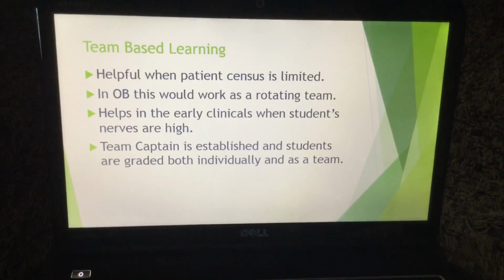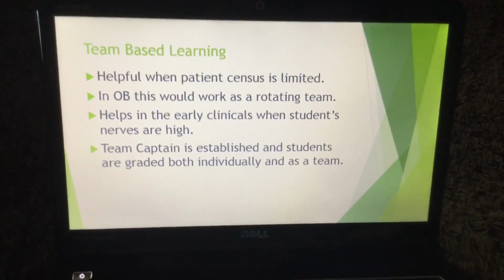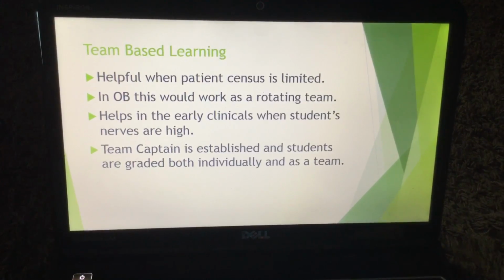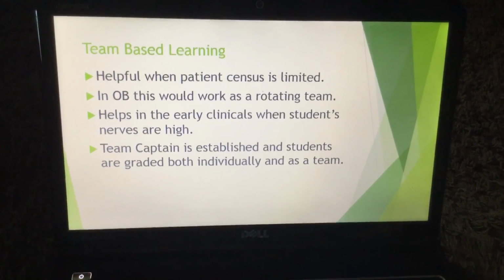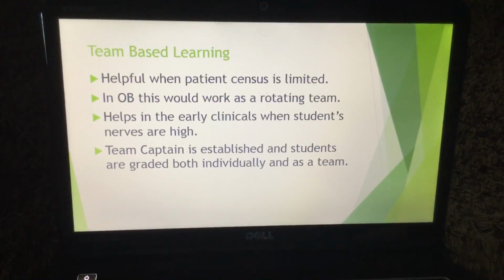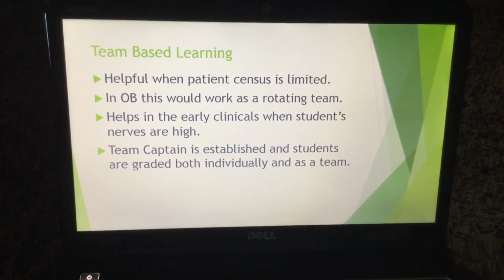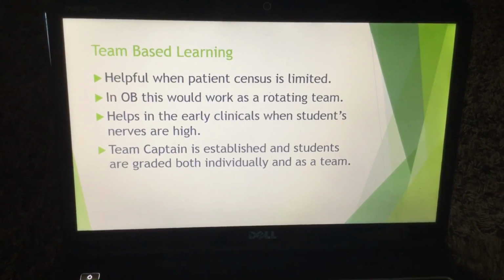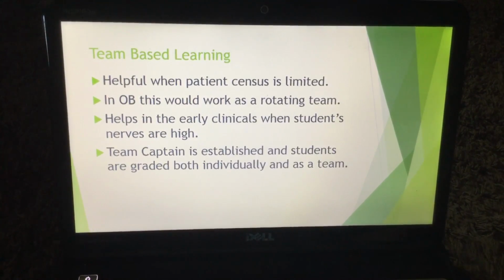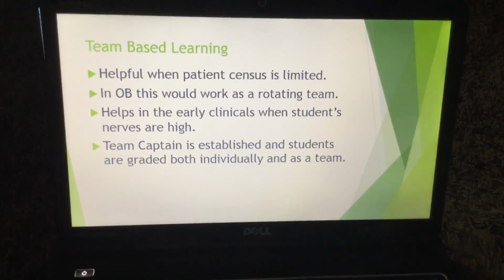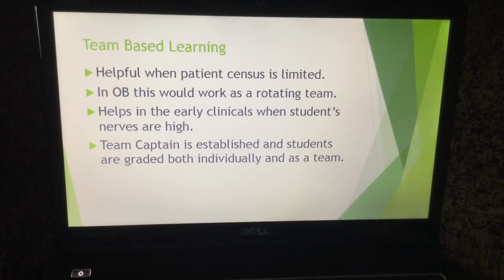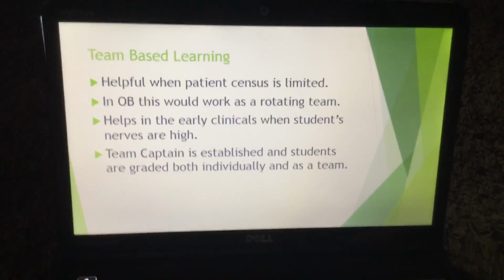So as nursing students had experiences, like say they witnessed a vaginal birth, they would rotate out with that patient to postpartum, opening a spot for a different nurse to come back and have the opportunity to see a delivery. This helps in early clinicals when students' nerves are very high. And as I stated before, a team captain is established and students are graded both individually and as a team.